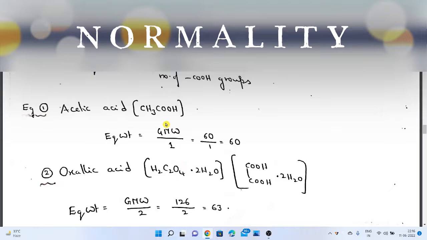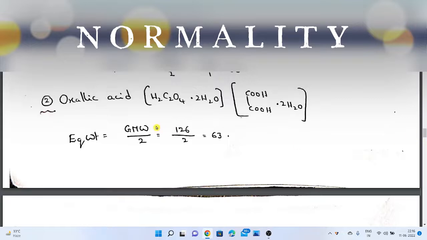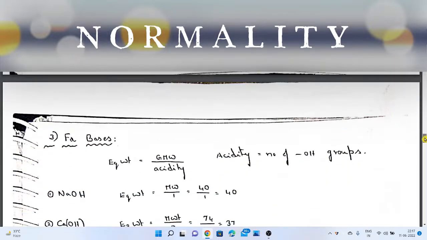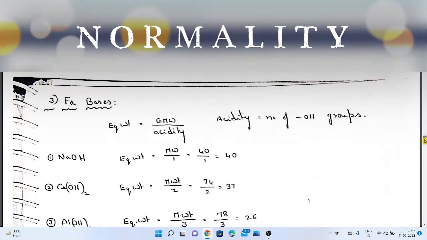Next, for carboxylic acids, the acids that contain the COOH group are called carboxylic acids, we all know that. So equivalent weight is equal to gram molecular weight divided by the number of COOH groups. Example, acetic acid CH3COOH, only one COOH group is present, so equivalent weight is equal to gram molecular weight 60 divided by 1, that is equal to 60, that is the gram equivalent weight for acetic acid.